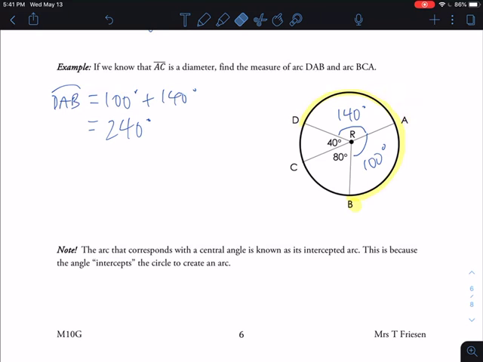All right, then the next one asks us for arc BCA. Again, we're going to start at B, go through C, and end at A. That means we want this whole section of angles. Again, we're going to add up the pieces that make up that major arc.